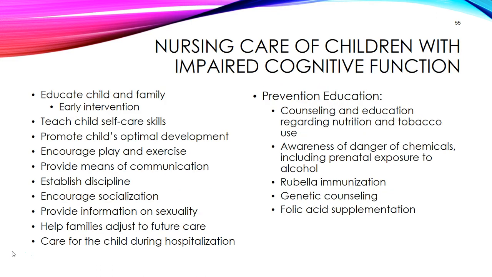So nursing care of the children with impaired cognitive function, again, like I've said a couple times, caring for all children is based on their developmental level, not their chronological level. So you want to make sure you are gearing your care towards whatever level they're on cognitively. Even if they are 18 years old but have the mind of a 3-year-old, you're going to treat them like a 3-year-old. As terrible as that sounds, that's how they're going to understand.